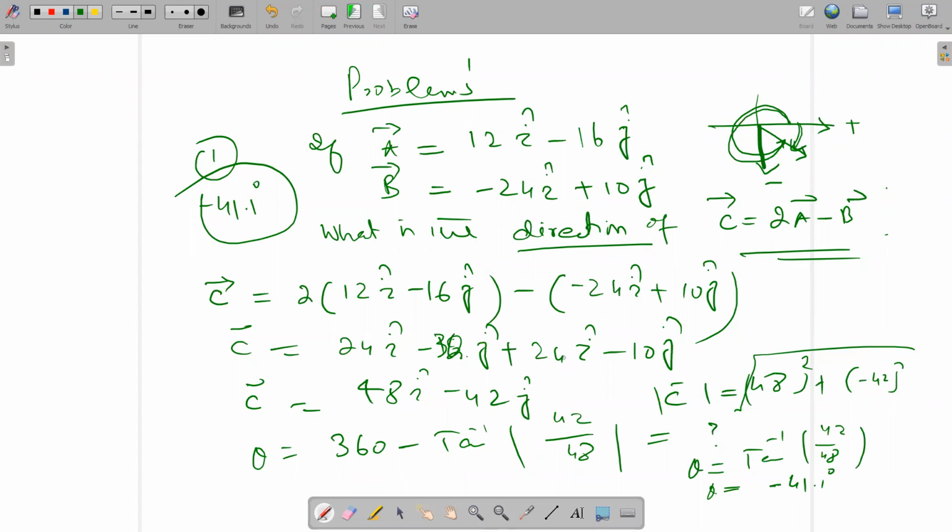Yes, that means we don't have to put 360. Yes, it depends on the answer. If the answer is not between 270 and 360, it means he is not taking this direction, he is taking this direction. Okay, clear.